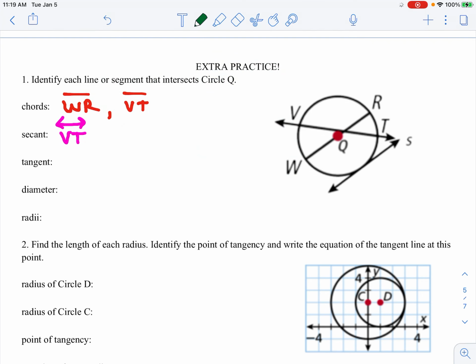A tangent is a line that touches the circle. You'll notice this line over here with arrows touches the circle. It only has one letter on it, or one letter by it, so we call it line S.